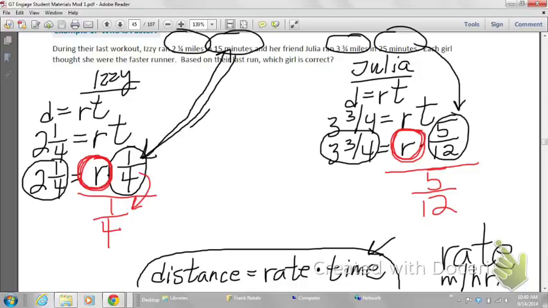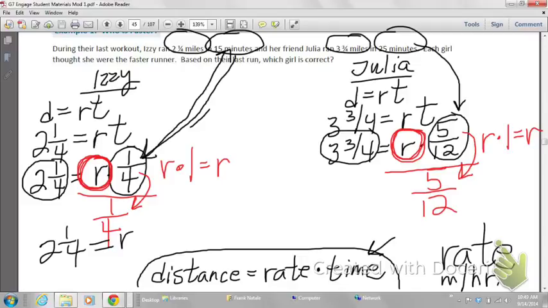5/12ths divided by 5/12ths is 1. Okay, so what we're actually saying over here is r times 1, which is r. And over here r times 1, which is also r. So now we have an equation that is going to go forward looking like this. So 2 1/4 equals r, and then 3 3/4 equals r.